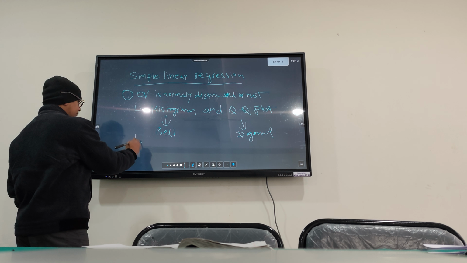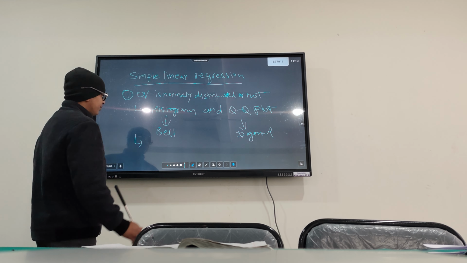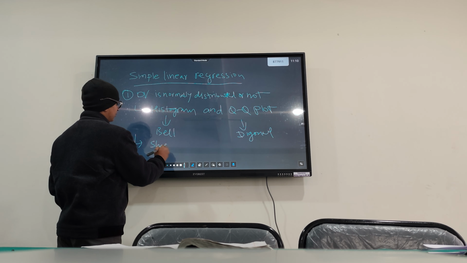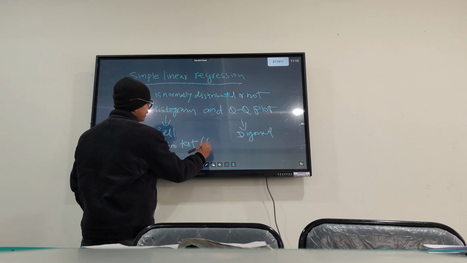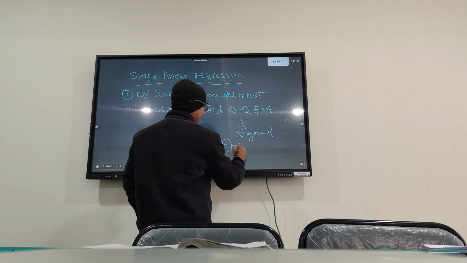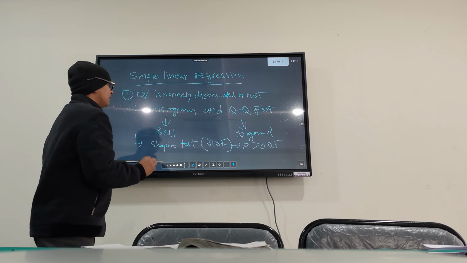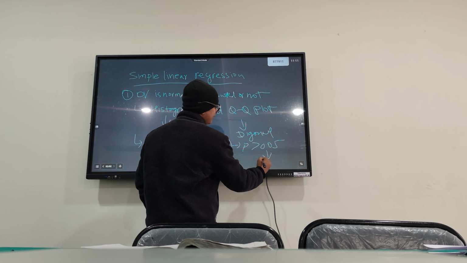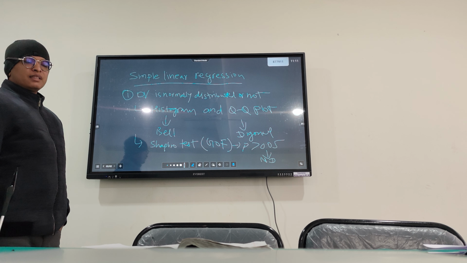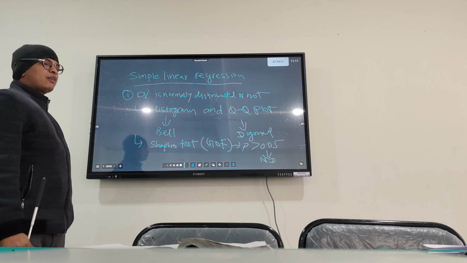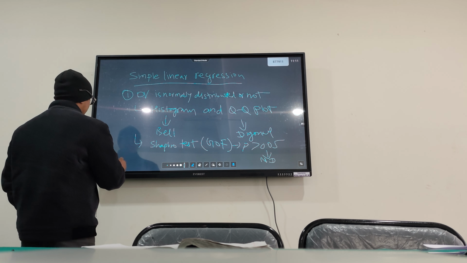What is the statistical test? We do the Shapiro test, which is a goodness of fit test. If the p-value is greater than 0.05, then we can say it is normally distributed. So this is the first thing we have to check.